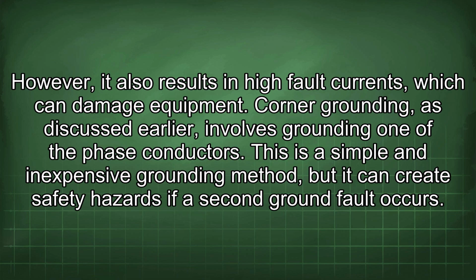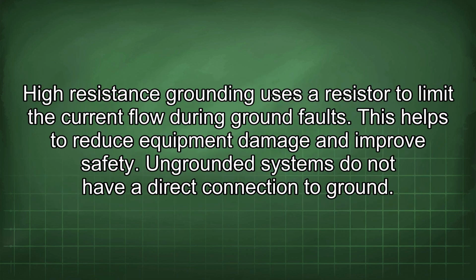Corner grounding, as discussed earlier, involves grounding one of the phase conductors. This is a simple and inexpensive grounding method, but it can create safety hazards if a second ground fault occurs. High resistance grounding uses a resistor to limit the current flow during ground faults. This helps to reduce equipment damage and improve safety.